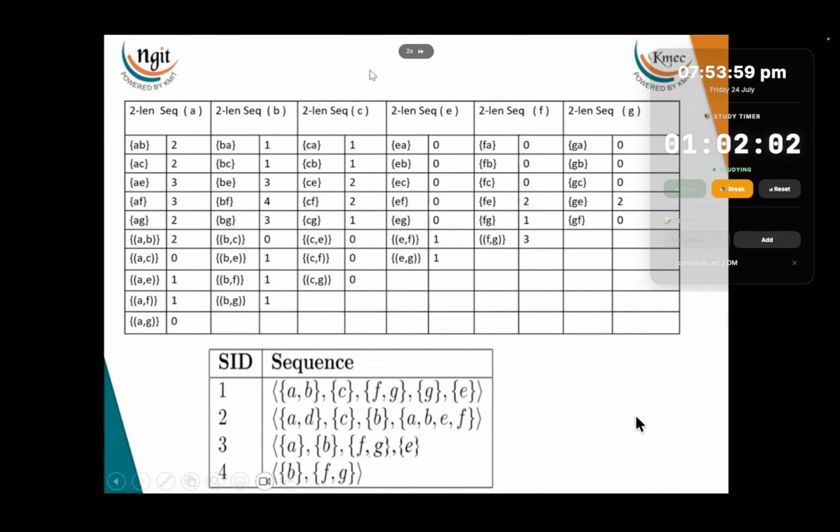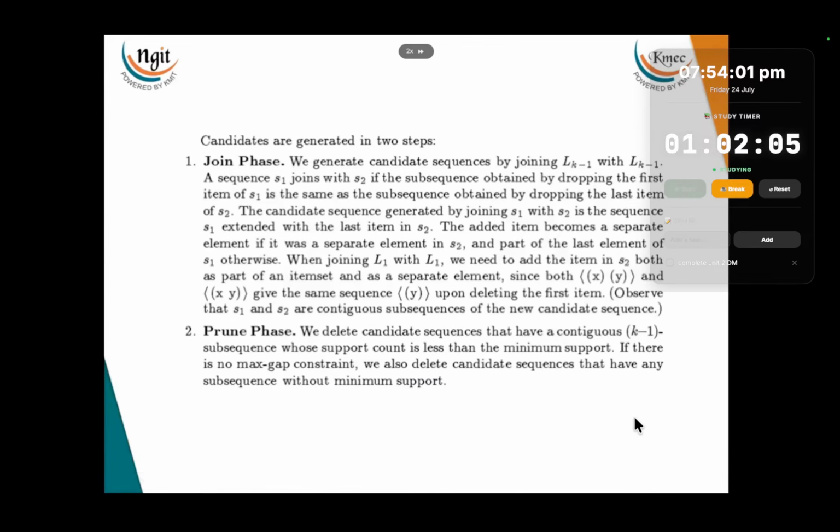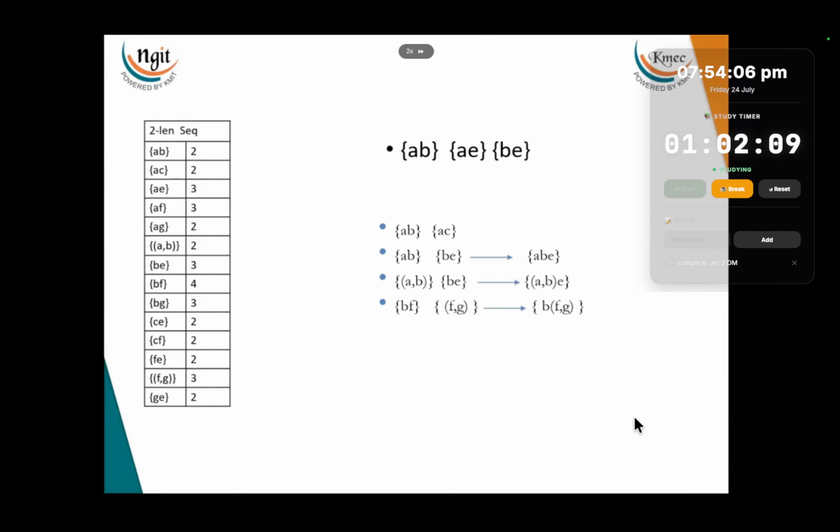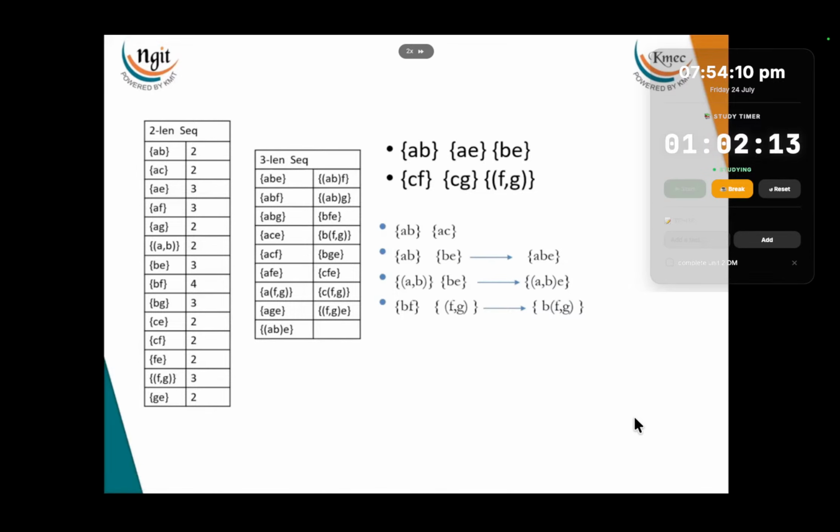So now let us see how to create the third line sequence. To do that, we'll take the continuous subsequences to create the new candidate sequence. What it means is, after satisfying the support, we got the two-line sequence as this. Now we need to create the three-line sequences. To do that, first let us consider the first two elements A, B, and AC.